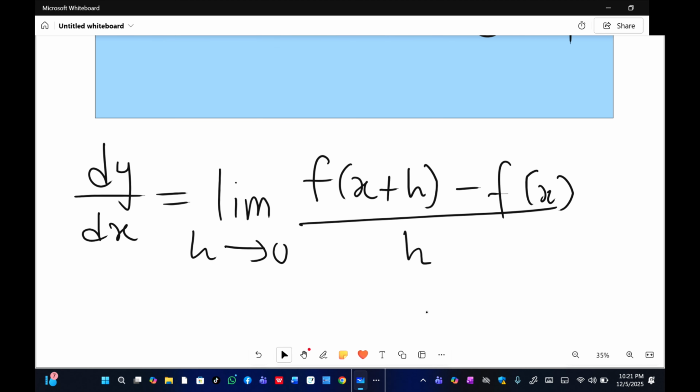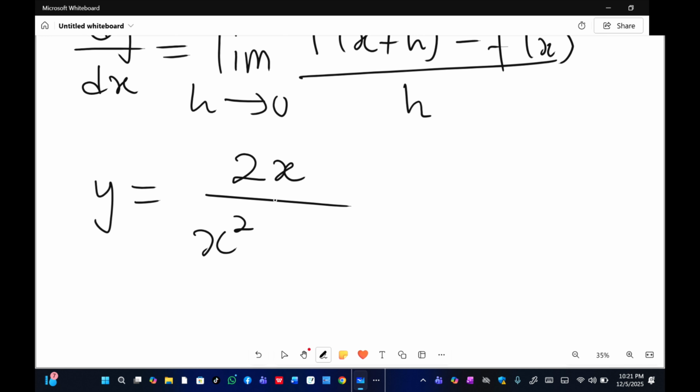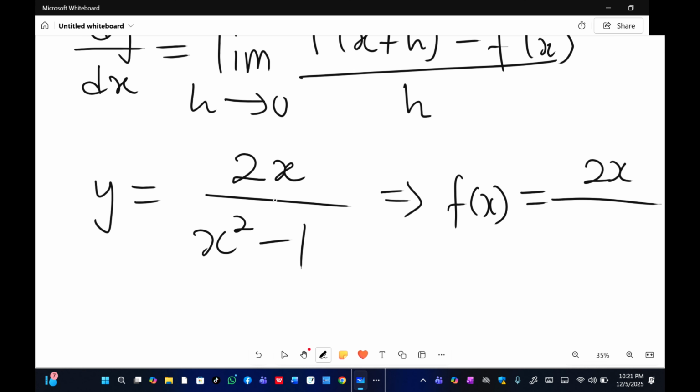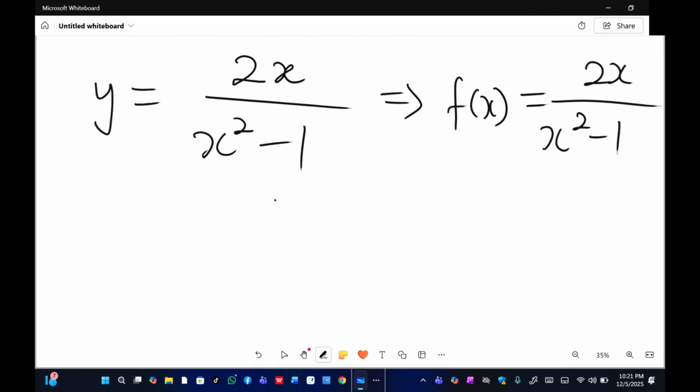So let us look at the function. The function itself is y is equal to 2x divided by x squared minus 1. So this implies that our f of x is equal to 2x divided by x squared minus 1. So that's it. Let us get our f of x plus h.